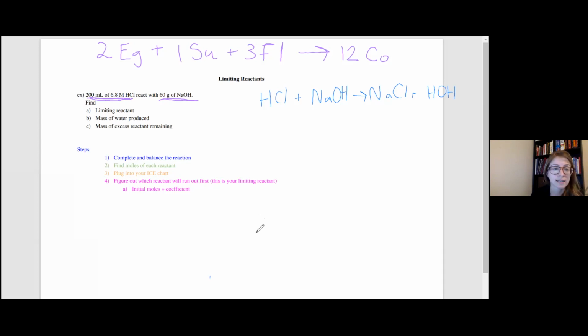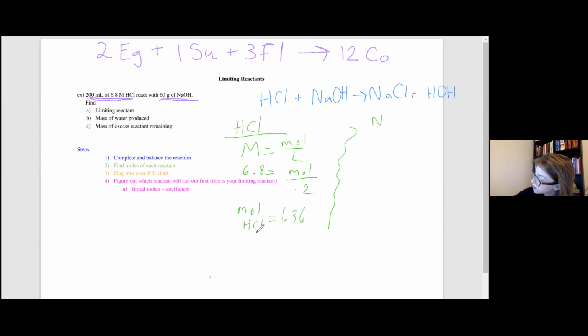My next step is going to be to find the moles of everything that I can. So let's see, for the HCl, I'm given 6.8 molar and 200 milliliters. In order to find moles, using molarity will work. So 6.8 molar, 200 mils, I have to turn into liters. First, it'll be 0.2. If you put the 6.8 over 1 and cross multiply, you'll get that the moles of HCl are 6.8 times 0.2, 1.36.